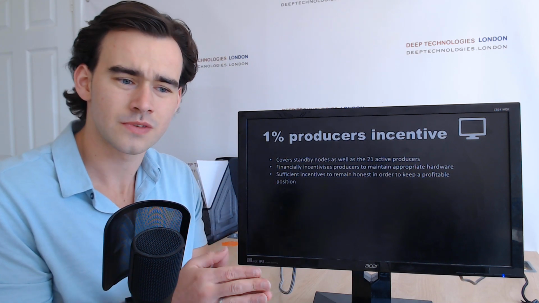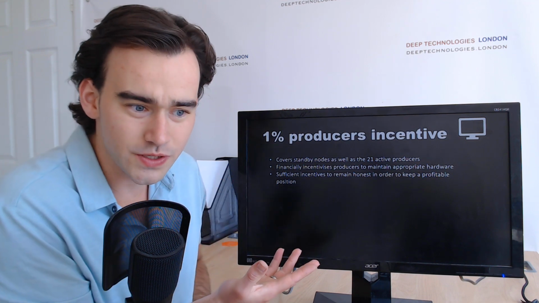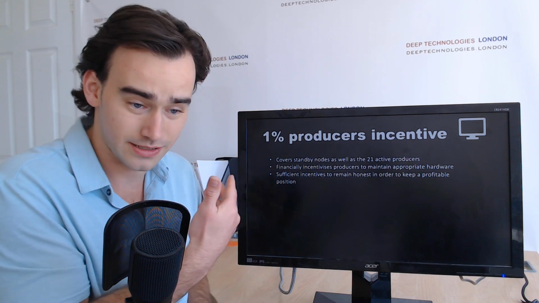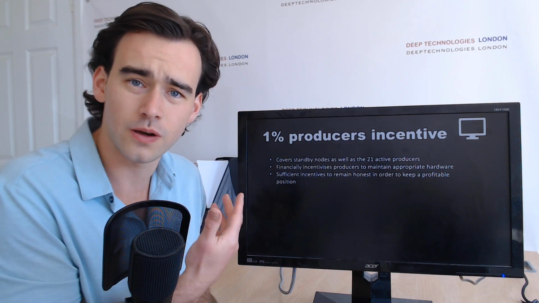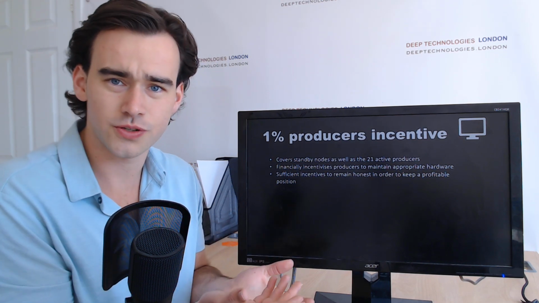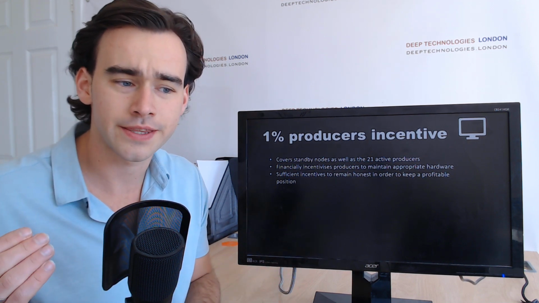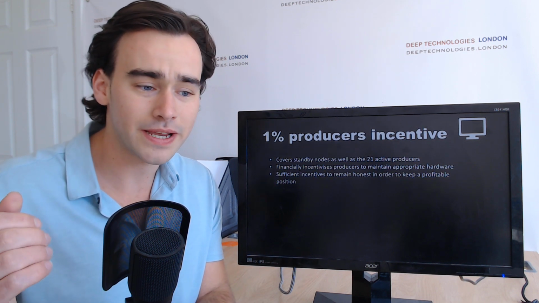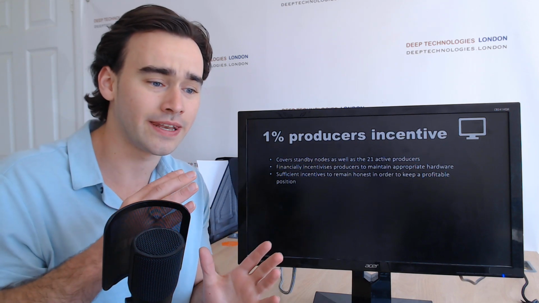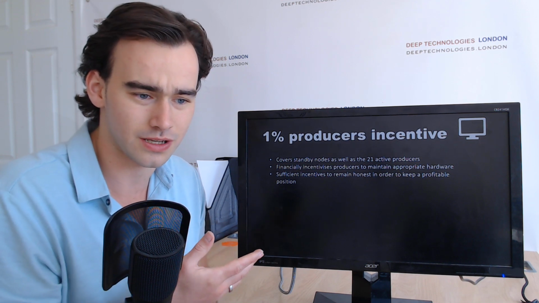So this actually covers standby nodes as well as the 21 active producers, although we're not sure how yet. Financial incentives for the producers to maintain appropriate hardware. You want the 21 producers to have the best hardware, presumably because they will be running the network on a day-to-day basis. But at the same time, you want the standby nodes to have adequate hardware to jump in and fill in for anyone that gets voted out or drops out for whatever circumstances.